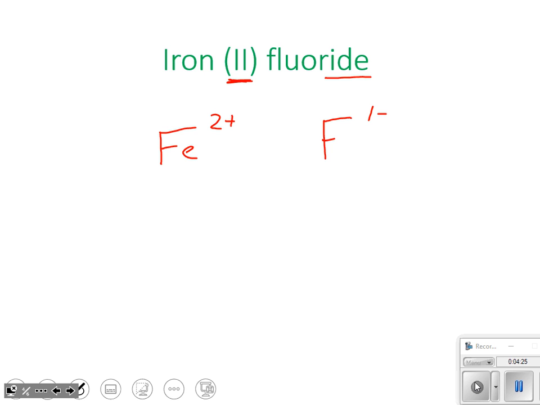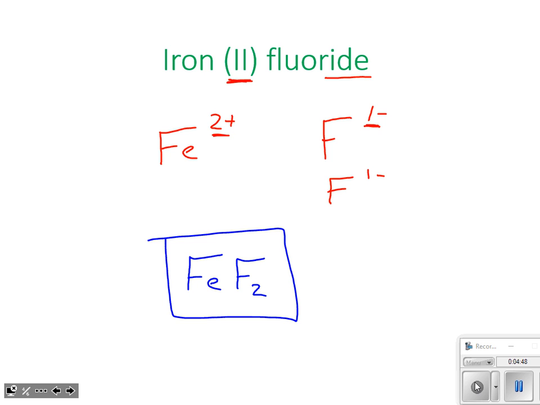So as I'm looking, are my charges equal? They are not equal, so I need another 1-. Now they are equal. So as I write out my final answer, I have iron and I have 2 fluorines, so FeF2 is iron 2 fluoride.